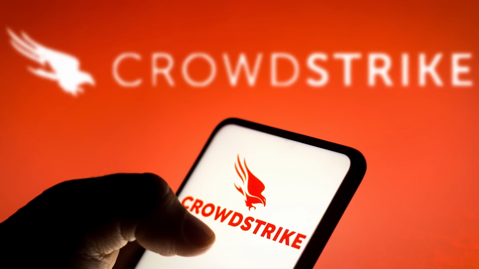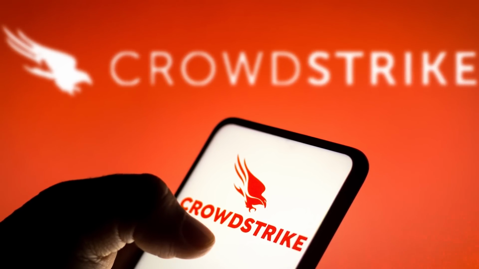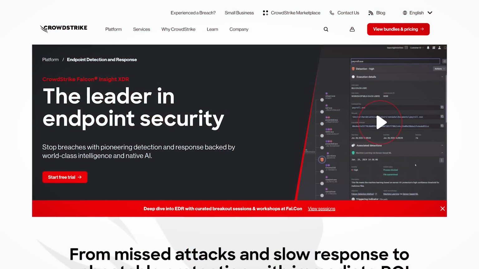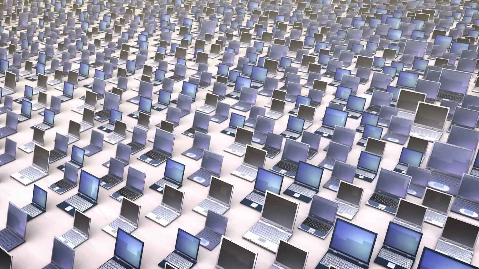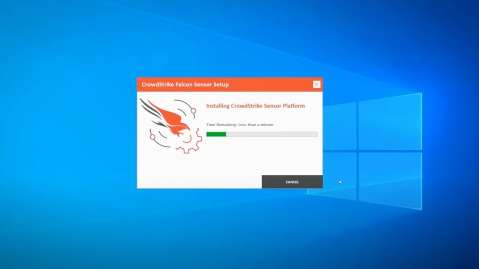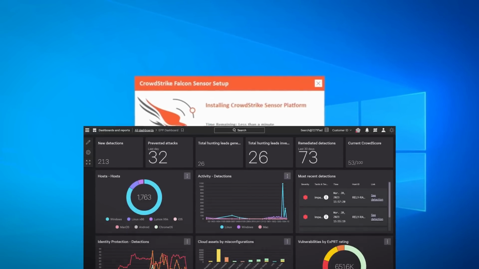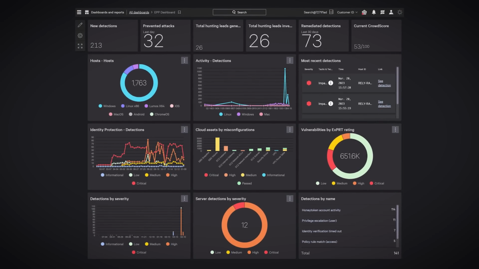In reality, the problem lies with CrowdStrike, one of the largest cybersecurity companies in the world. These guys are famous for their endpoint detection and response services. You can think of this as a kind of antivirus solution for companies which have whole fleets of computers. By installing what CrowdStrike calls their sensor on each individual computer, the company can manage the security of all of them from a central dashboard. But herein lies the problem.